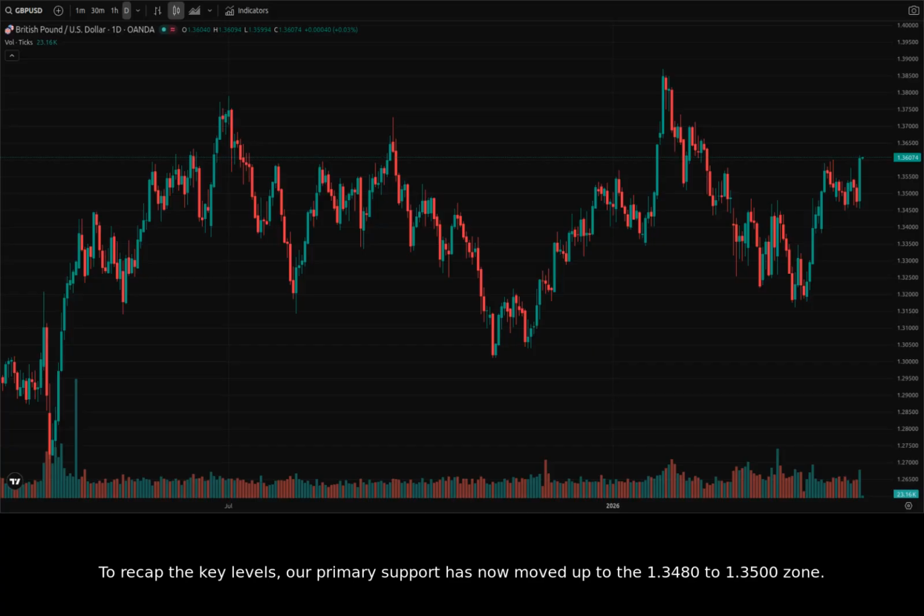To recap the key levels, our primary support has now moved up to the 1.3480 to 1.3500 zone. As long as GBPUSD stays above 1.3480, the technical bias remains firmly bullish in the short term. To the upside, the next major hurdle is the early 2026 high of 1.3860. If we see a daily close above 1.3650, the likelihood of a run toward 1.38 increases to about 70%.